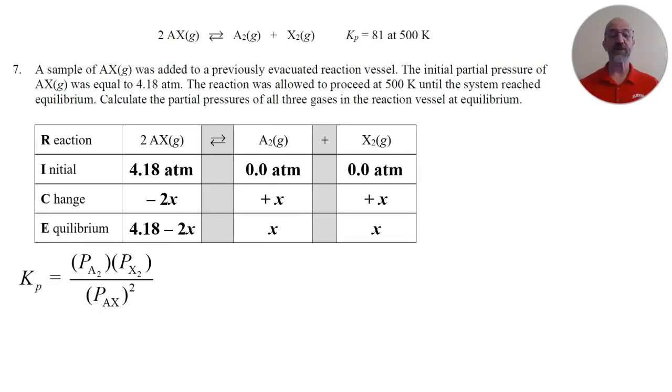Now, the next thing that I will do is create an algebraic equation based on this equilibrium constant expression. So I will take the number 81, which is the magnitude of the equilibrium constant Kp, and I will take each of the quantities that are listed in the final row of my RICE table, and I will create this algebraic equation so we can solve for x. What goes in the numerator would be x times x. What goes in the denominator would be the quantity 4.18 minus 2x, which is squared, and I set that equal to the value of Kp, which is 81.